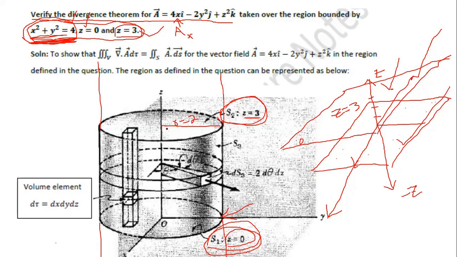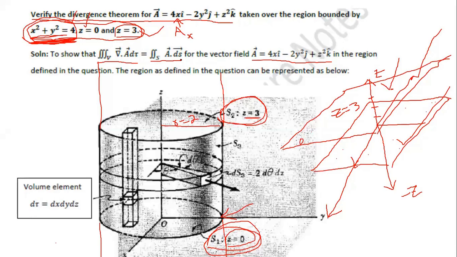Now within this closed surface, we assume that the vector A is defined. The vector A is a valid vector field within this surface. Then we will verify the divergence theorem. In order to verify the divergence theorem, the left hand side says that the volume integration of the divergence of A is equal to the right hand side, that is the surface integration of the vector field A, or the total flux of the vector field across the closed surface.